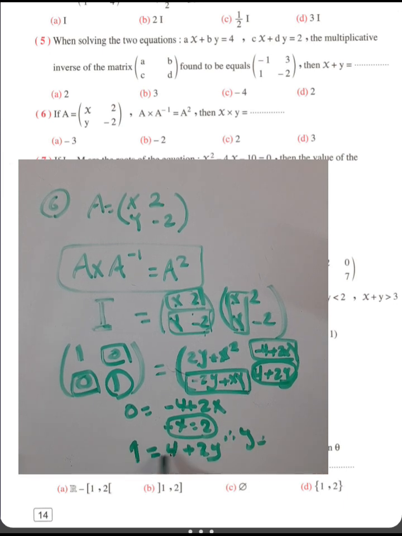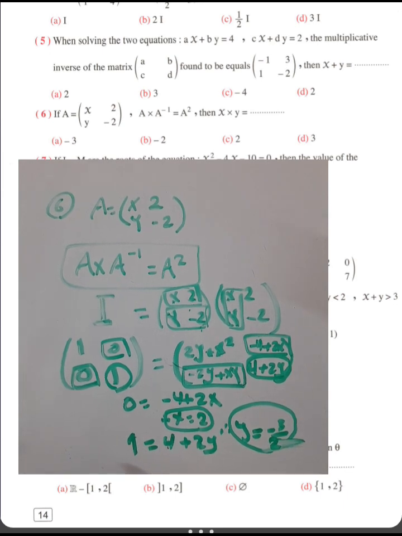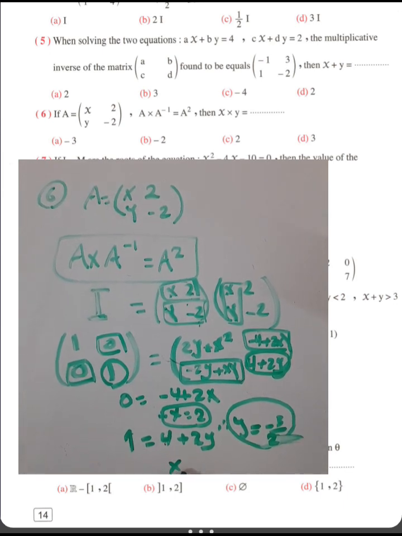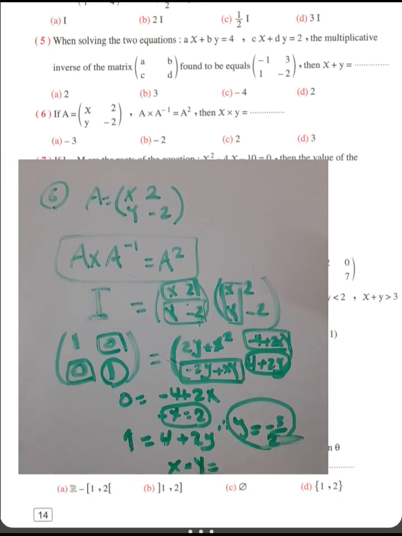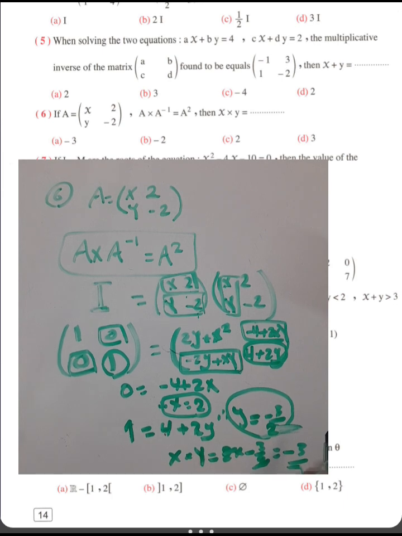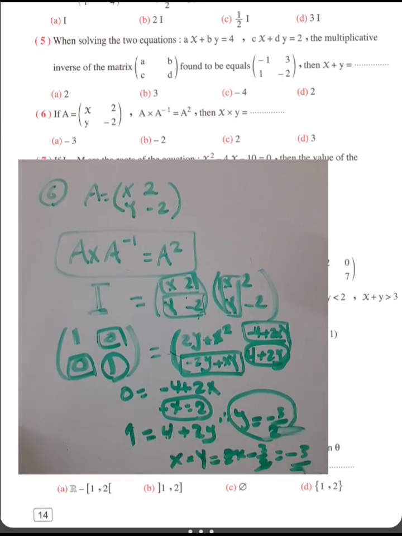1 minus 4, it will be negative 3. Negative 3 divided by 2. It's the value of y. Then we have x equal to 2 and y negative 3 over 2. Here you want to find the product between them, x times y. Here x product by y, 2 product by negative 3 over 2. The result will be negative 3. Question 6 shows letter E. Okay, understood.